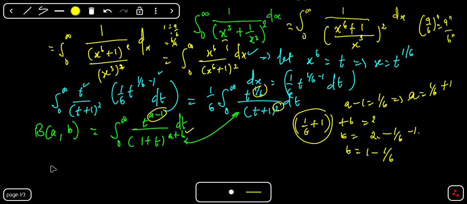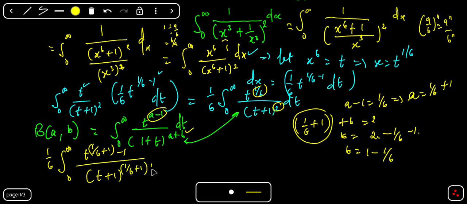That's beautiful. All right. So 1 over 6 integral from 0 to infinity of t. Instead of writing 1 over 6, I could write 1 over 6 plus 1, then minus 1, then over t plus 1. Then instead of writing 2, I could write 1 over 6 plus 1, then plus 1 minus 1 over 6, dt. So this will give us 1 over 6.